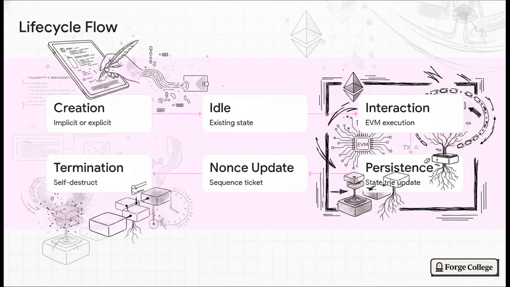So let's walk through this linear flow. It begins with creation. Now, this can be implicit, like when funds are simply sent to a completely unused address, or it can be explicit, like when you deploy a smart contract with initialization code. After that, it just sits in the idle state, waiting quietly in the state trie. Then, when you send a transaction, boom, we hit interaction. The EVM executes code, which might change balances or storage, but keep in mind, those changes aren't permanent until stage 4, persistence. That's where the state trie root is updated in an actual block. Then, and this is crucial, in stage 5, the sender's nonce updates. Finally, stage 6 is termination, where a contract might use the self-destruct opcode to completely clear its code and storage.